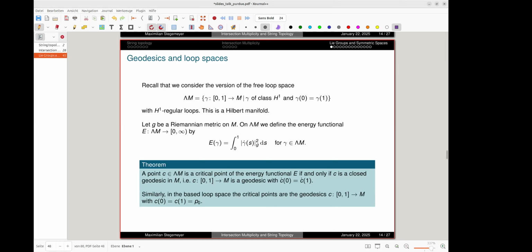If you restrict the energy functional to the base loop space, then you just have those geodesics that close up at the base point. But as I said, you can get this picture: the tangent vectors don't need to align.